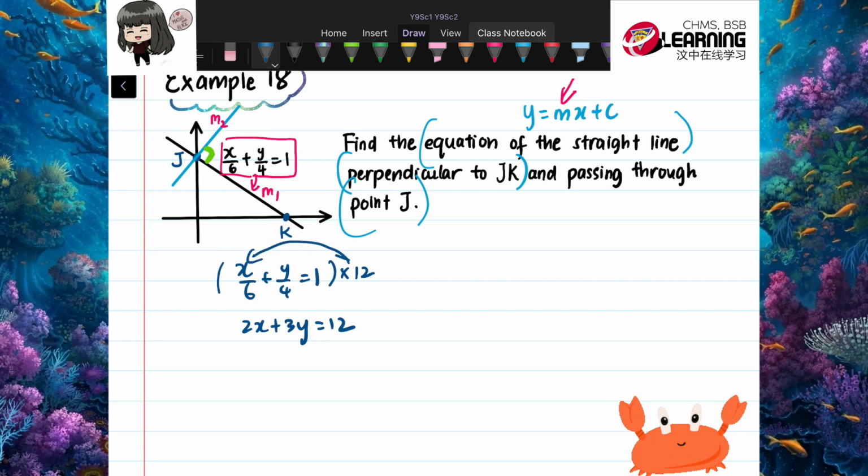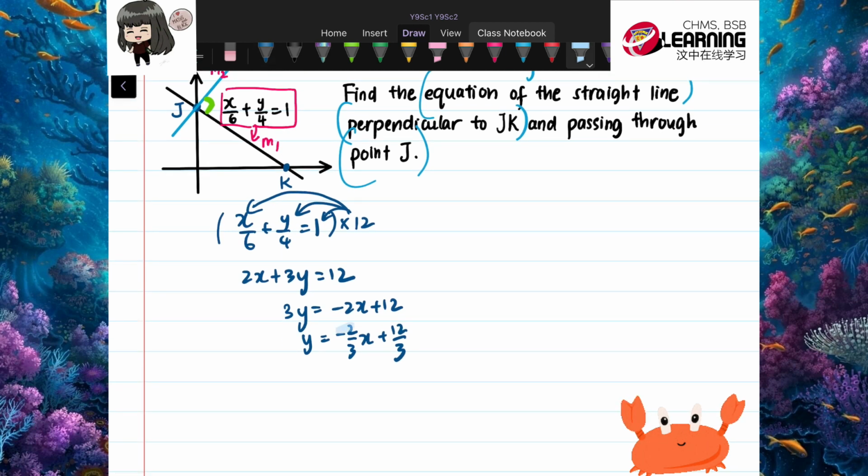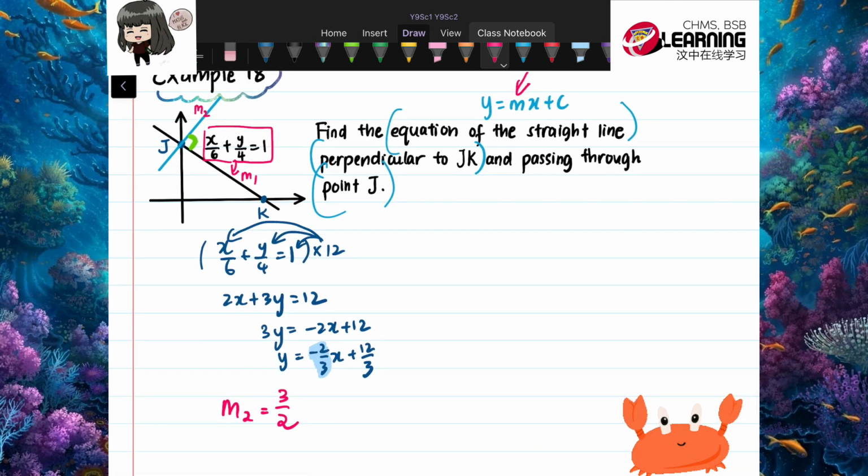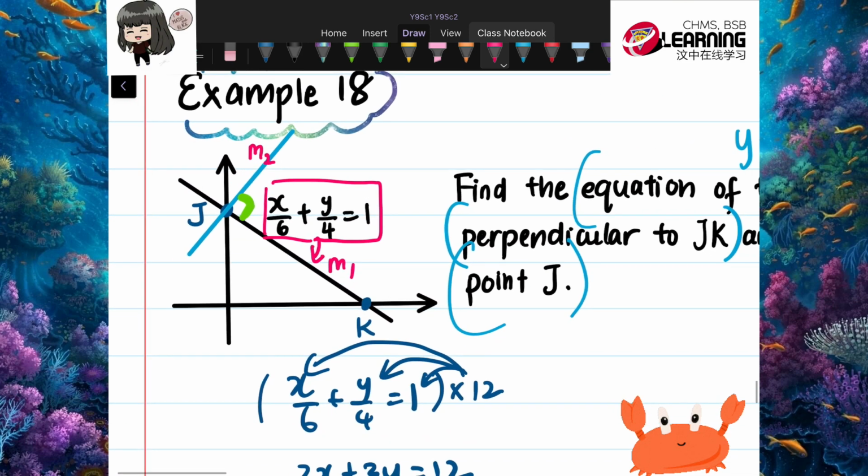I times 12 one by one, like that. Then I make y the subject, so it becomes negative 2x plus 12. y equals negative 2 over 3 x plus 12 over 3. I can ignore the 12 over 3, I just need the gradient. This is my m1. Since I have my m1, I can get my m2: negative reciprocal, change sign, flip it, so it's 3 over 2. Now we have our m, but how are we gonna find c? No coordinate given. No point. How?